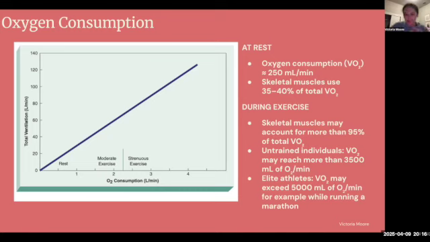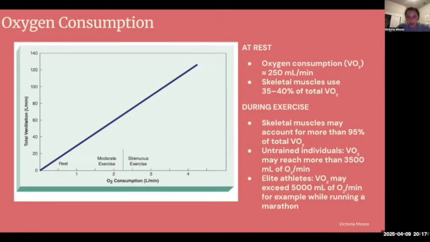Now we're going to talk about oxygen consumption. That was still going based off alveolar ventilation. So at rest, our skeletal muscles only use about 35 to 40% of the body's total oxygen consumption. That makes sense since we're not doing anything that will require major work. When you start exercising, that number will change. So during exercise or prolonged activity, the skeletal muscles can account for over 95% of the body's total oxygen consumption. So that means almost all the oxygen we're taking in is being used to support the muscle activity.